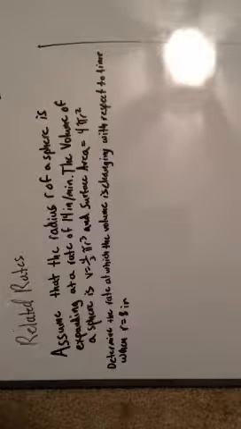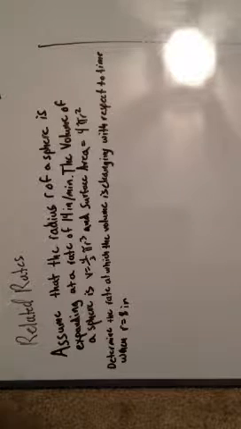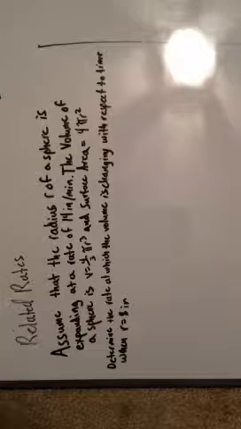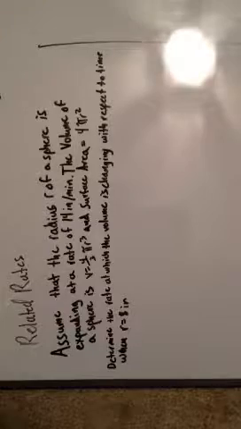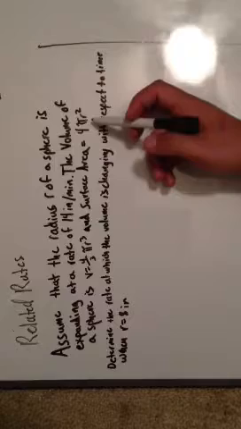So in this video we're going to be going over some more related rates. In this example it says, assume that the radius r of a sphere is expanding at a rate of 14 inches per minute. The volume of a sphere is V equals 4 over 3 pi r cubed, and the surface area is equal to 4 pi r squared.